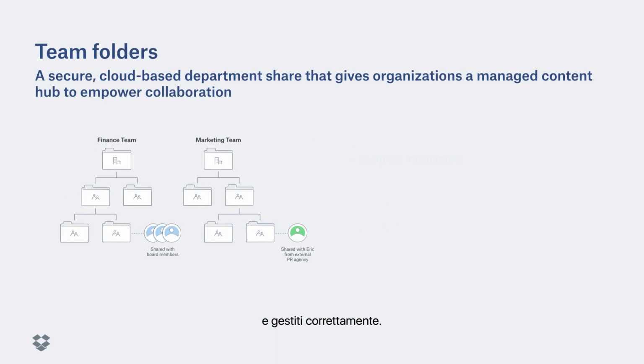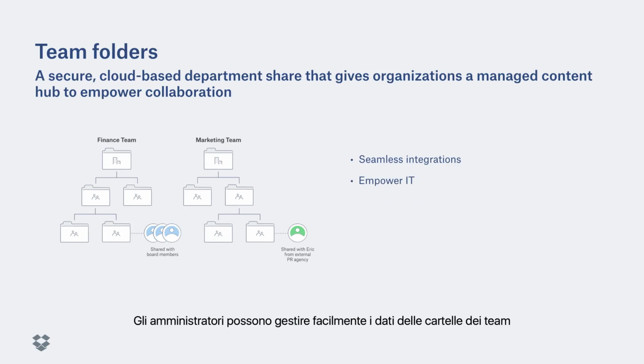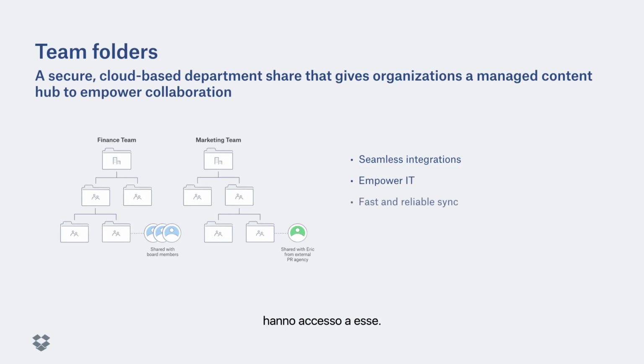correctly assigned and governed. Explain how team folders connect to all user environments and enterprise systems the organization is already using for directory and identity management. For example, Active Directory, Centrify, OneLogin, or Okta. Team folders provide full visibility and granular controls over company content. Admins can easily manage team folder data and determine which users have access to it.